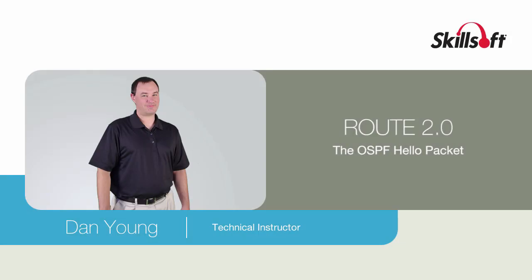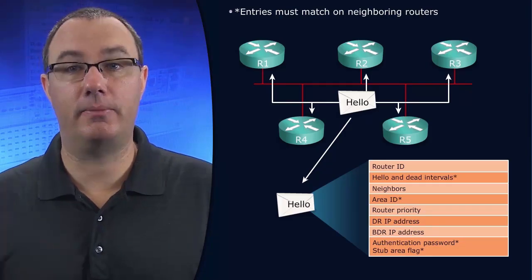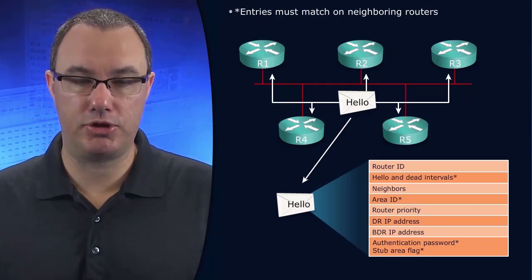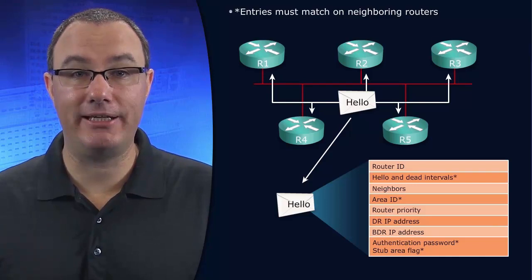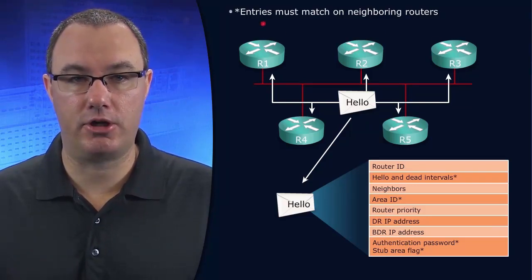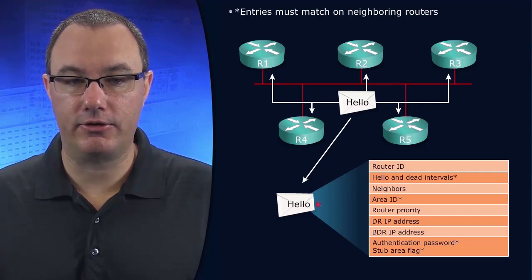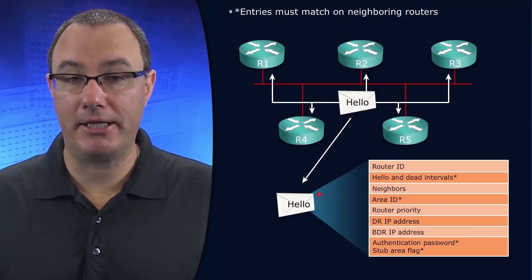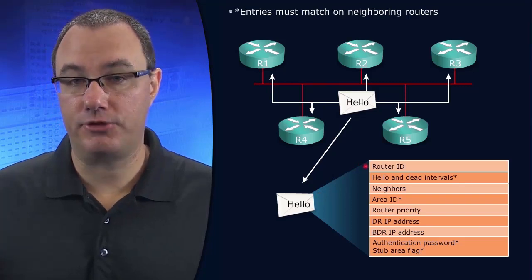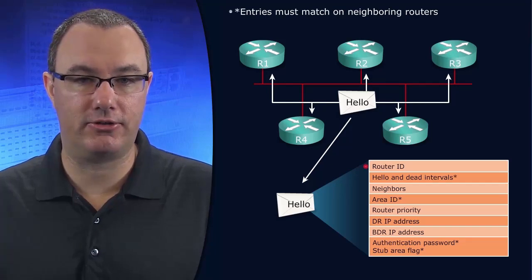A common challenge with any dynamic routing protocol is the most fundamental element of getting a neighborship, having your routers peer with one another. OSPF peering is contingent on the hello packet. And there is a lot of information in this hello packet. Some of it has to be agreed upon by the routers to form an adjacency.